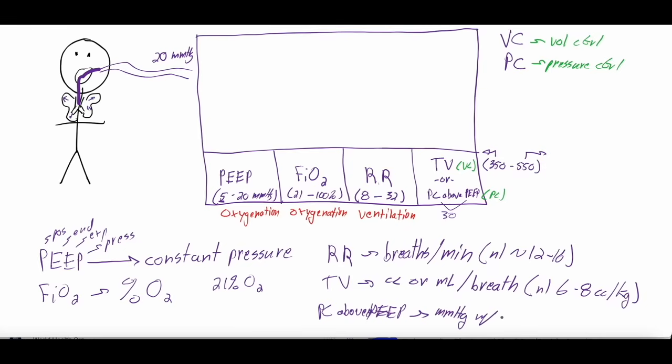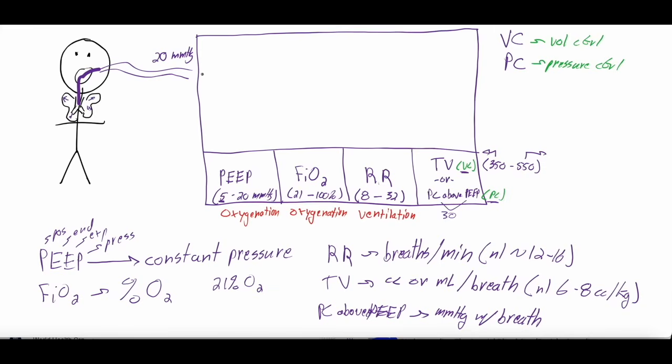And as we've talked about in different previous videos that you can check out, when they're in a pressure control mode, you're not able to set a tidal volume, right? The four settings would be PEEP, FiO2, respiratory rate, and pressure control above the PEEP. When you're in volume control, you don't set a pressure above the PEEP. You just set the PEEP, FiO2, respiratory rate, and tidal volume, right? So this box here is going to be either tidal volume or pressure control above the PEEP, depending on if you're in a volume control mode or pressure control mode.